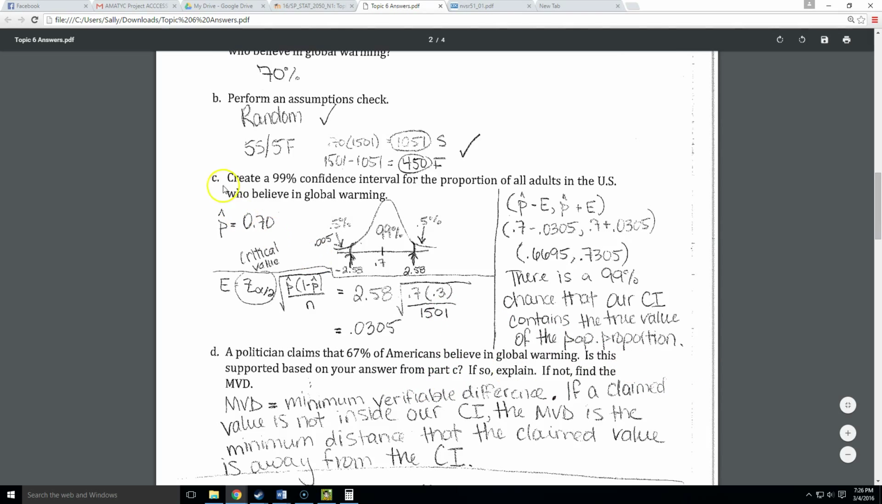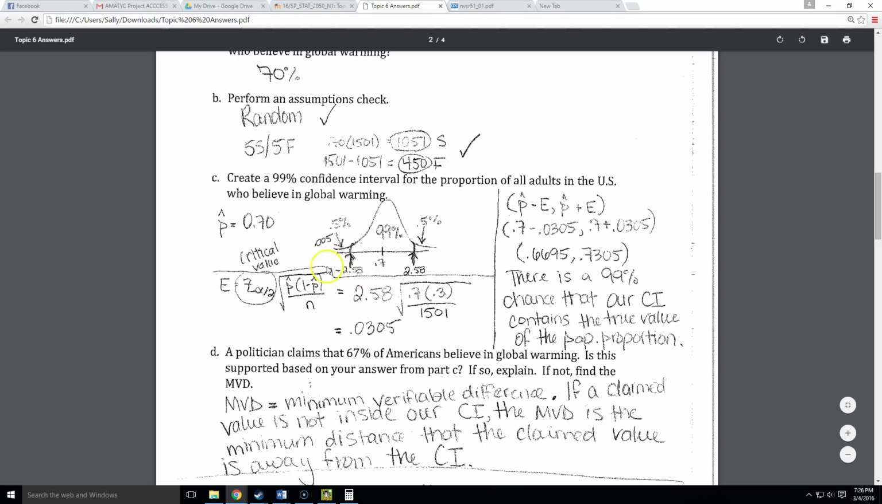So part C says, create a 99% confidence interval for the proportion of all adults in the United States who believe in global warming. So I always put 2 lines in this problem. I put a line around 2/3 of the way into the paper vertically, and then I split the larger space in half, although you can do this any way that you wish. First, the point estimate is what everything is based off from, so I usually rewrite this value.